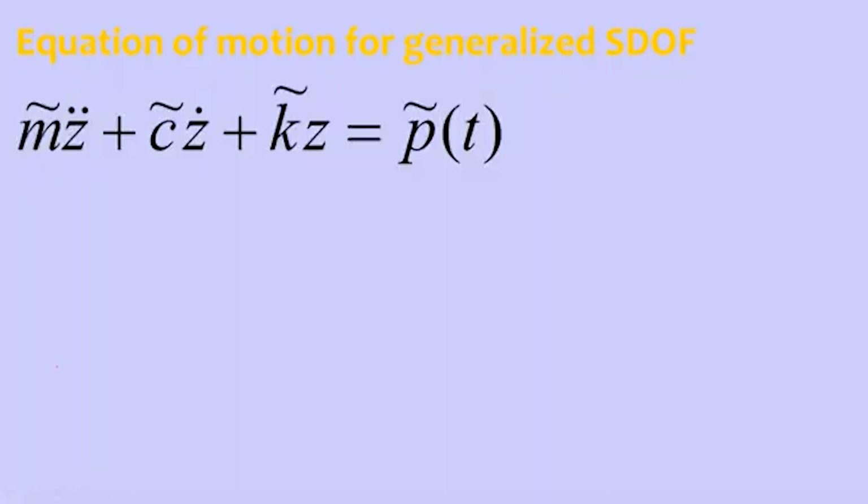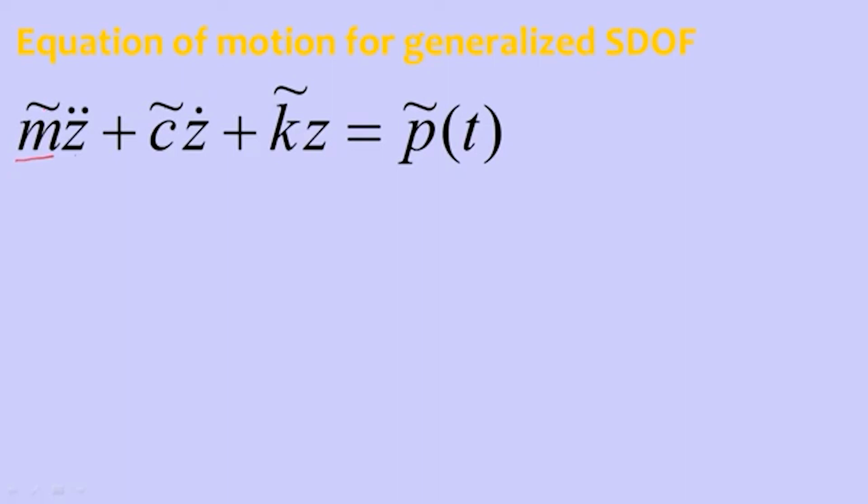The equation of motion for a continuous system is m̃ z̈ + c̃ ż + k̃ z = p̃. In this case, m̃ is a generalized mass because it is not lumped at one location. So we need to take into consideration the shape function, which is the deflection profile of the member or the structure. That's why we call it generalized mass. z̈ is acceleration, c̃ is generalized damping, ż is velocity, k̃ is generalized stiffness, z is the displacement function, and p̃ is the generalized force.